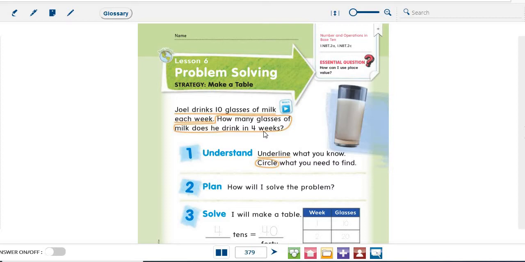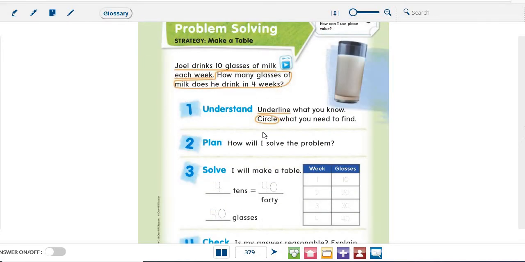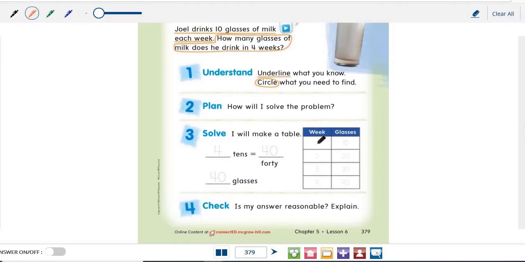Good. Let's make a table to answer this question. This is the plan. In the first column, we will write the number of week. And in the second column, we will write the number of glasses. In week number 1, Joel drinks 10 glasses. In the second week, he will drink another 10 glasses.